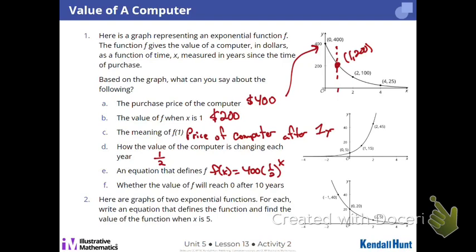And then will it reach 0? No. Well, we're going to tighten that up and say theoretically, no. Because eventually nobody's going to pay money for it. It's going to be worth less than a penny, right? So theoretically, no.